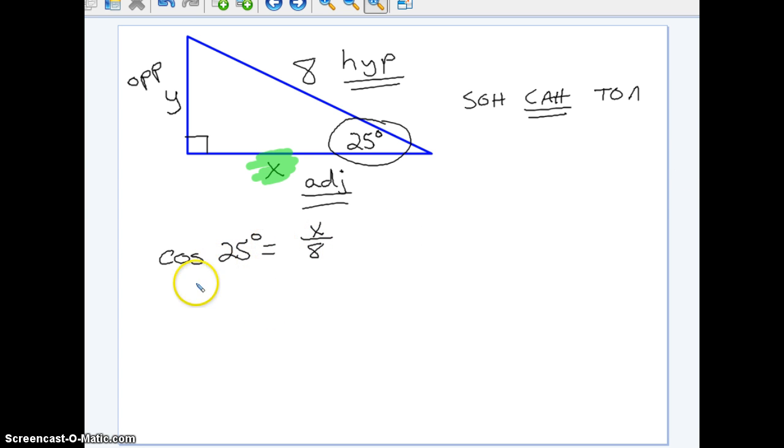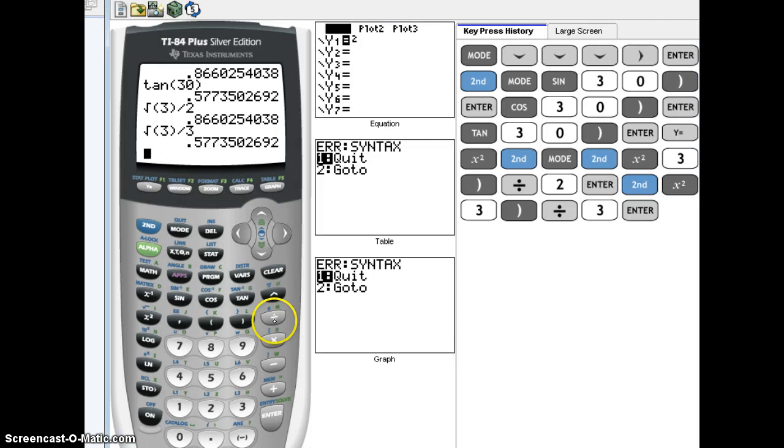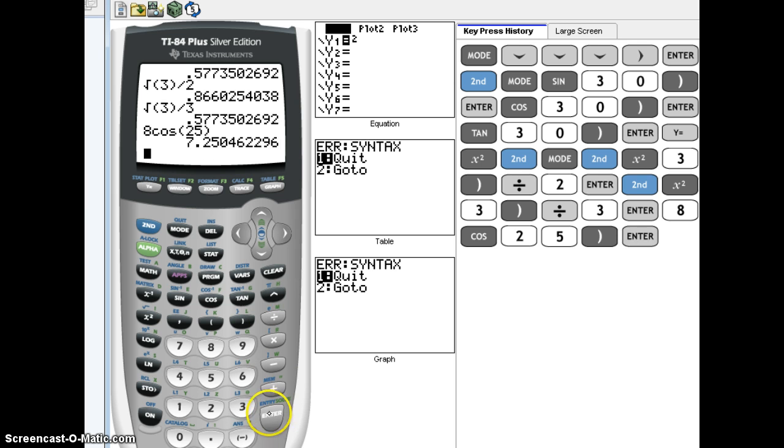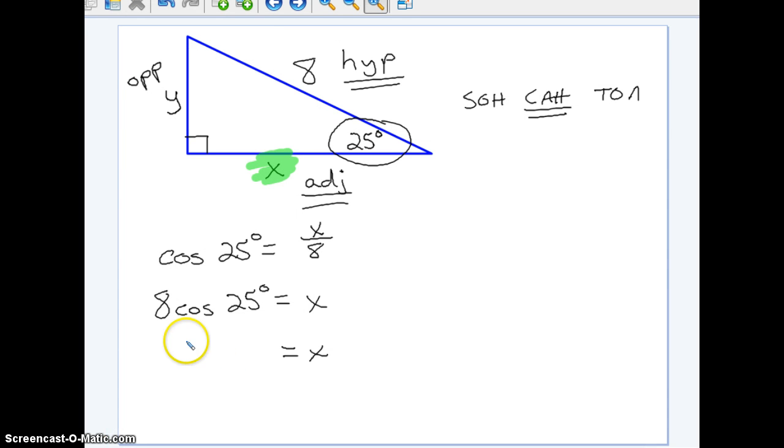So now multiplying each side by 8 gives us this next equation. And now to solve for x, I'm just going to type that value in my calculator, 8 times cosine of 25. Again, just make sure we're in degree mode, which we already were. And we'll round off at 7.25. So 7.25 is approximately the length of x.